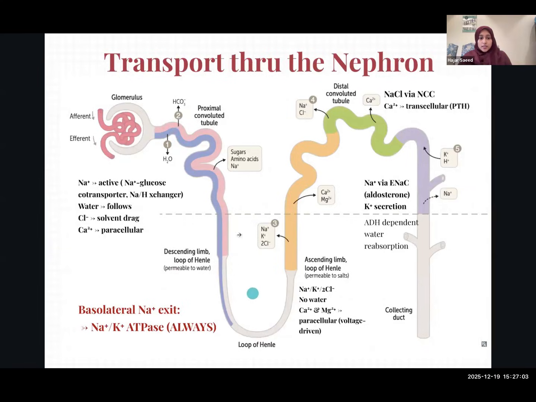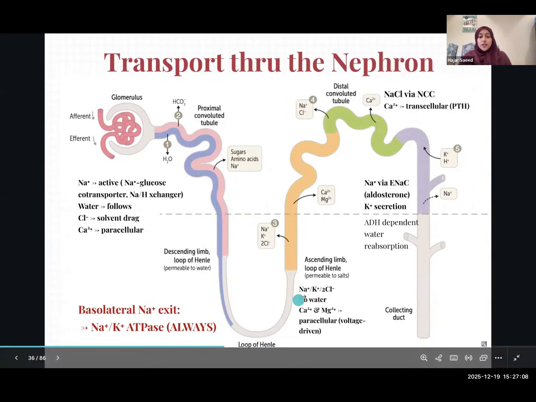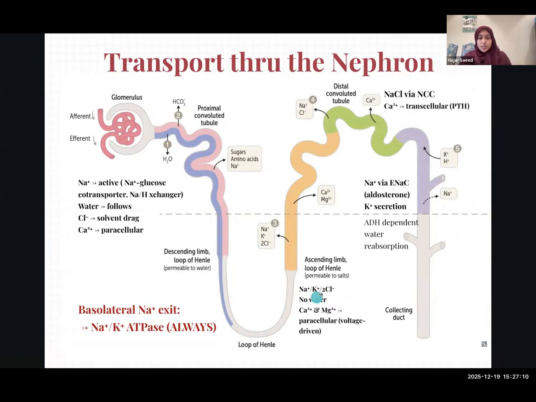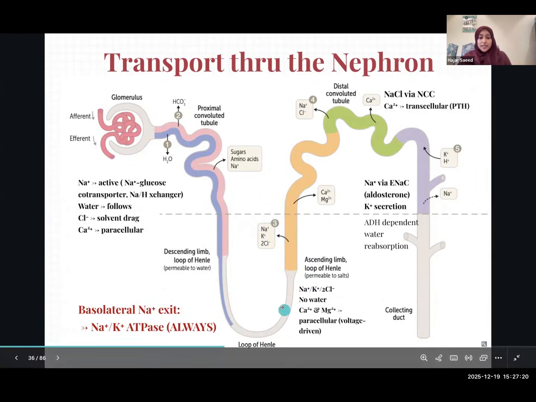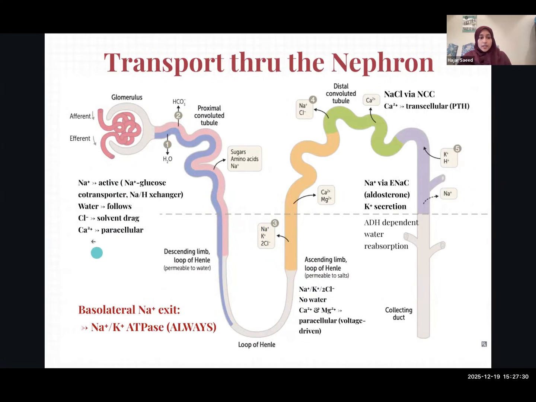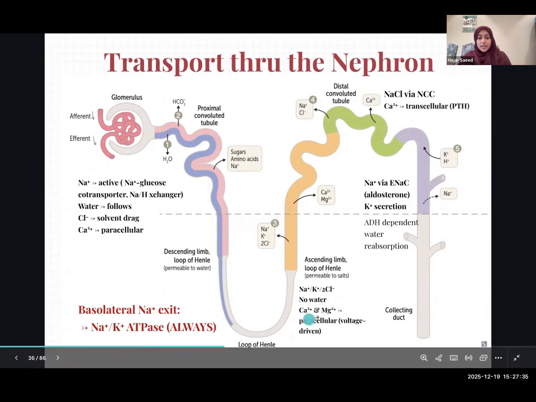Okay, next, descending limb, we said it's the concentrating segment. Okay, over here, ascending limb. This is a very important transport you need to know for the ascending limb. It's sodium, potassium, 2 chloride. Okay, no water is reabsorbed here, but all of this is reabsorbed. And because sodium and potassium and chloride are being reabsorbed, it creates a gradient for calcium and magnesium to be reabsorbed paracellularly. And this is voltage-driven reabsorption. So over here, we have sodium being reabsorbed actively, chloride by solvent drag, and calcium paracellularly. And over here, we have sodium, potassium, and chloride all being absorbed, and calcium and magnesium paracellularly by this voltage-driven gradient.